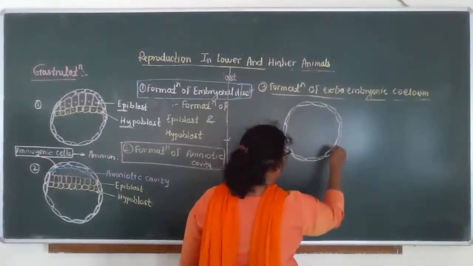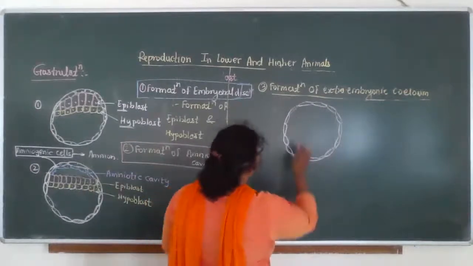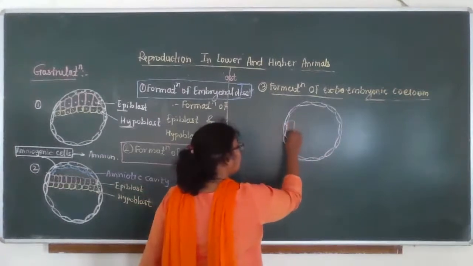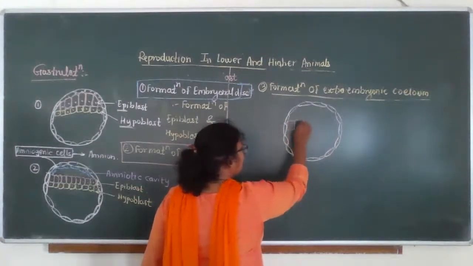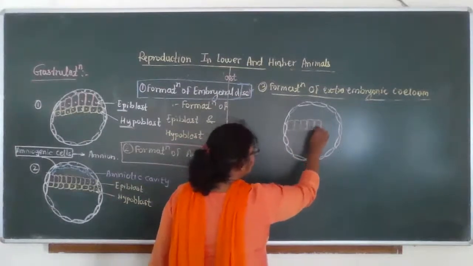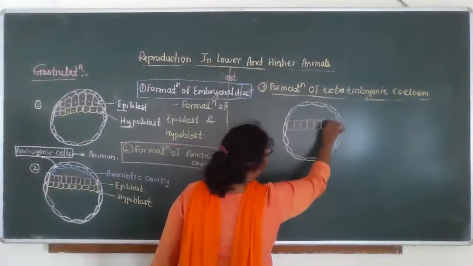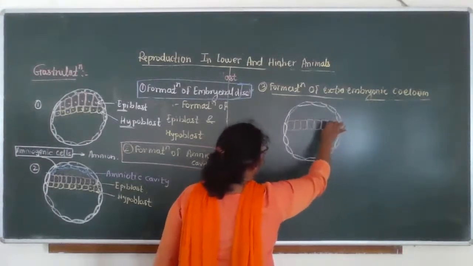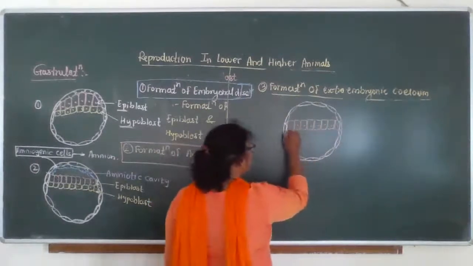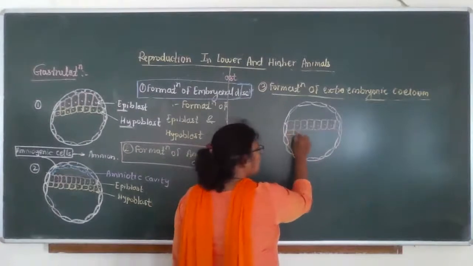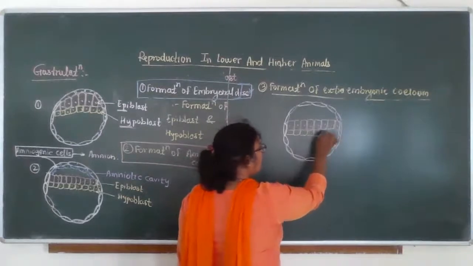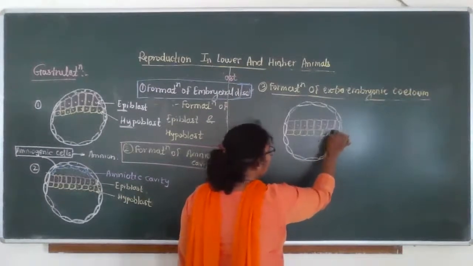This layer is the trophoblastic layer, right? These cells are big-sized columnar cells, called epiblast cells. And below it there is another type of cell. Everyone, answer it quickly. We will call these hypoblast cells.